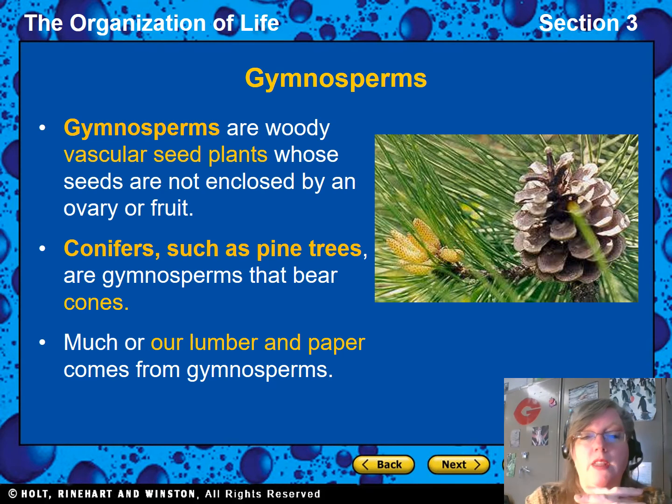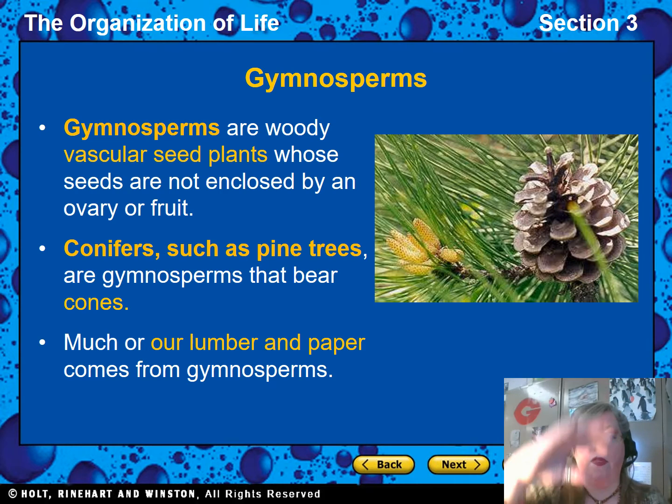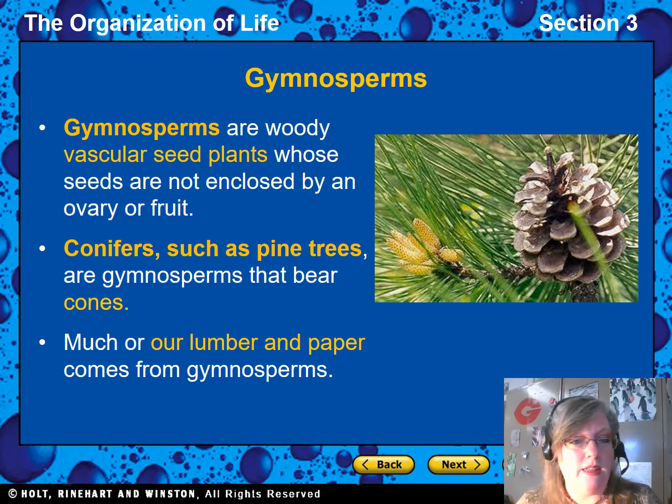So the gymnosperms, these are our vascular plants, so they do have the vascular system. They are seed plants, they do have seeds. And the pine cones, you have actually male and female pine cones. All right, and this is where most of our lumber and paper comes from. So gymnosperms are our pine trees.